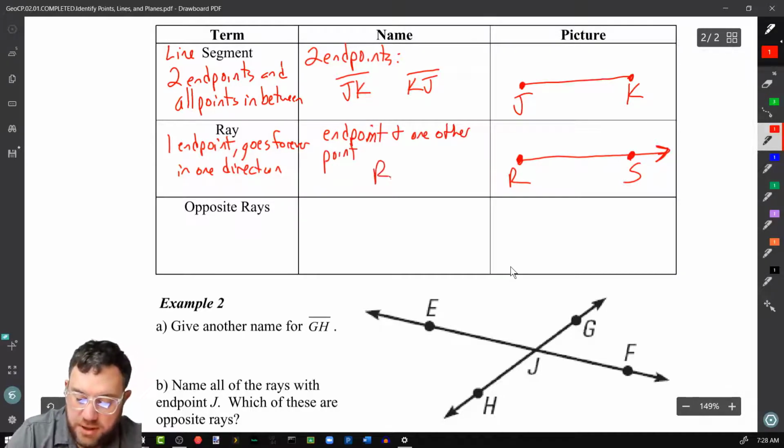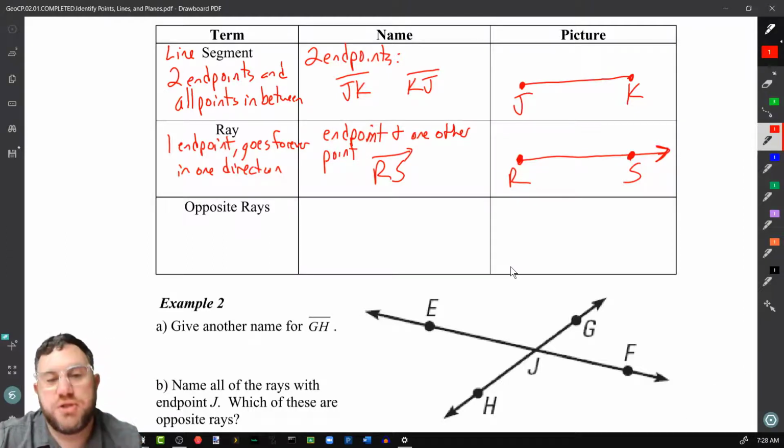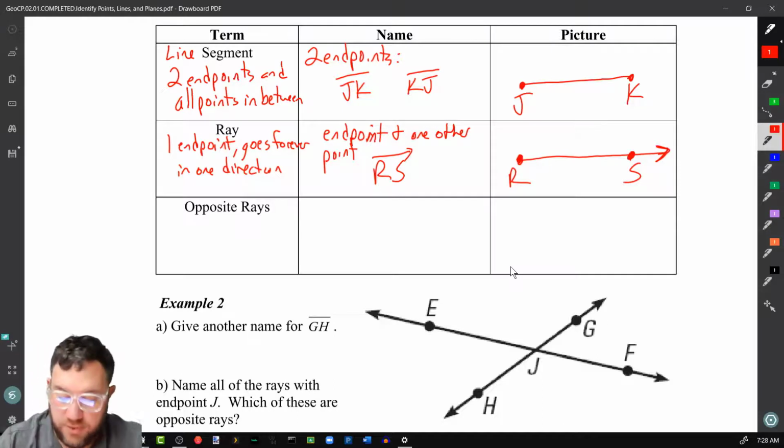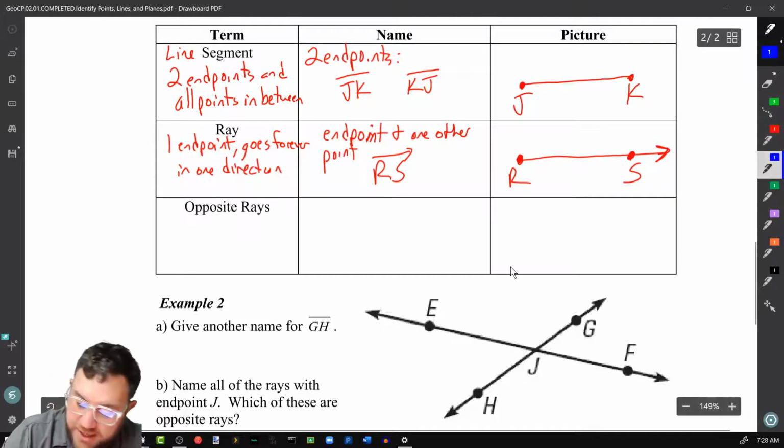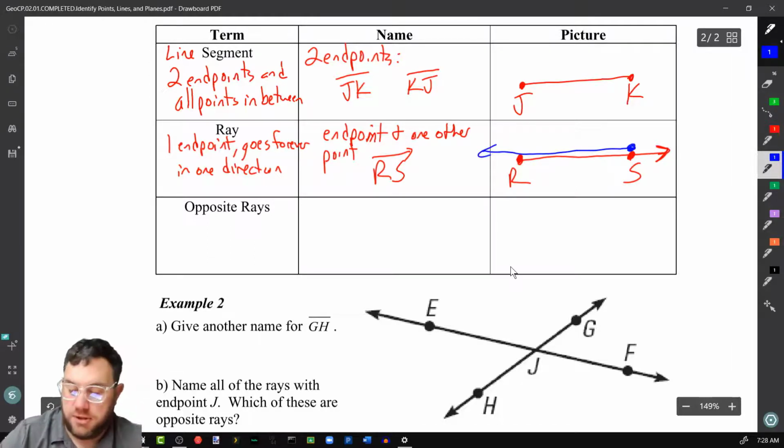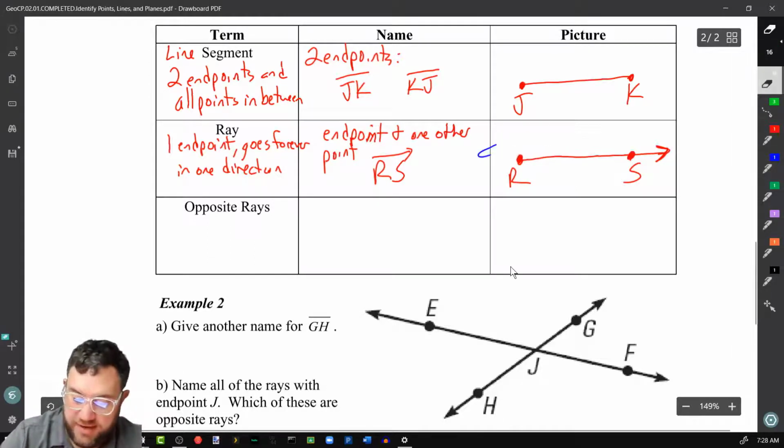So this could be called RS. With rays, you always start with the end point. Always start with the end point. So this could be RS. We could not call this SR. It is not ray SR because ray SR would start at S and go towards R. And that's not what we have here.